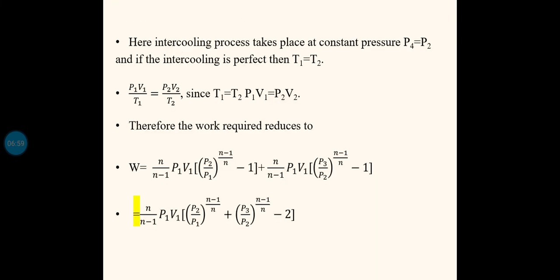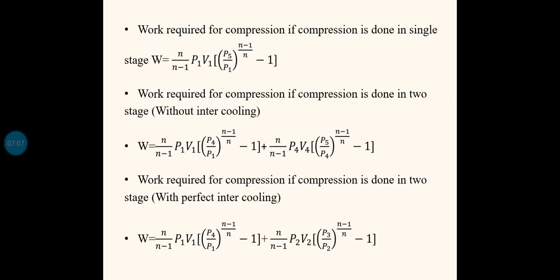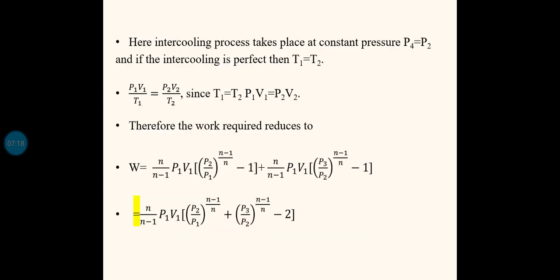So equation becomes n by n minus 1 P1 V1 into P2 by P1 all raised to n minus 1 by n, minus 1, plus next one was n by n minus 1 P1. Here in this equation it was P2 V2 instead of P4 V4. Here it was P2 V2. So I am keeping it as such. Instead of P2 V2 I am substituting P1 V1. So here it comes P1 V1 into now P3 by P2 raised to n minus 1 by n, minus 1. Please write it on paper and compare it.